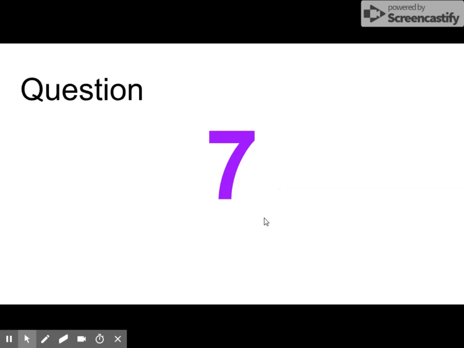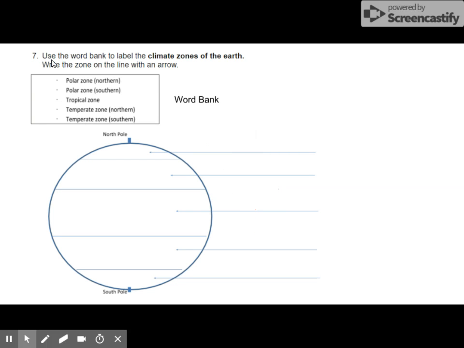Question 7. Use the word bank to label the climate zones of the Earth. Write the zone on the line with an arrow. Here's the word bank. Polar zone, northern. Polar zone, southern. Tropical zone, temperate zone, northern. Temperate zone, southern.